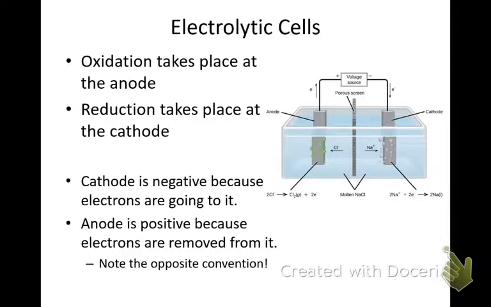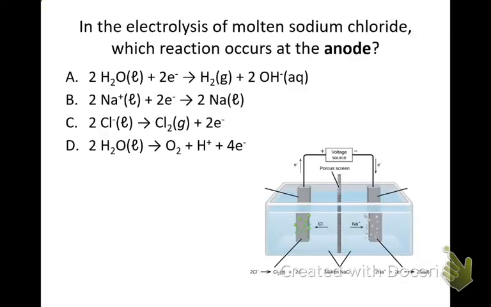Now, the prototypical electrolysis cell that we always use to teach students is the electrolysis of molten sodium chloride. So, in molten sodium chloride, we have taken salt and we've heated it up so that it's now a liquid. And those ions are present, and we can add electricity in order to produce chlorine, so to convert chloride into chlorine, and to convert the sodium ions into sodium metal.